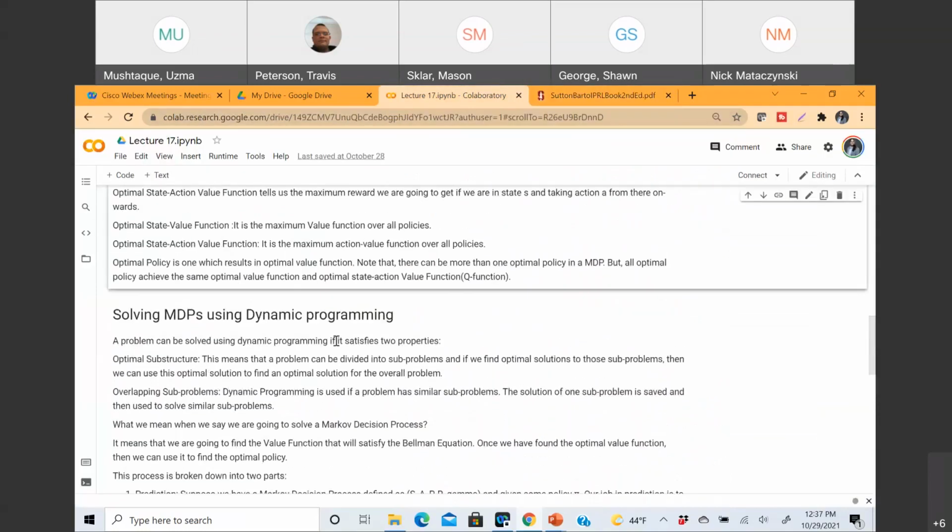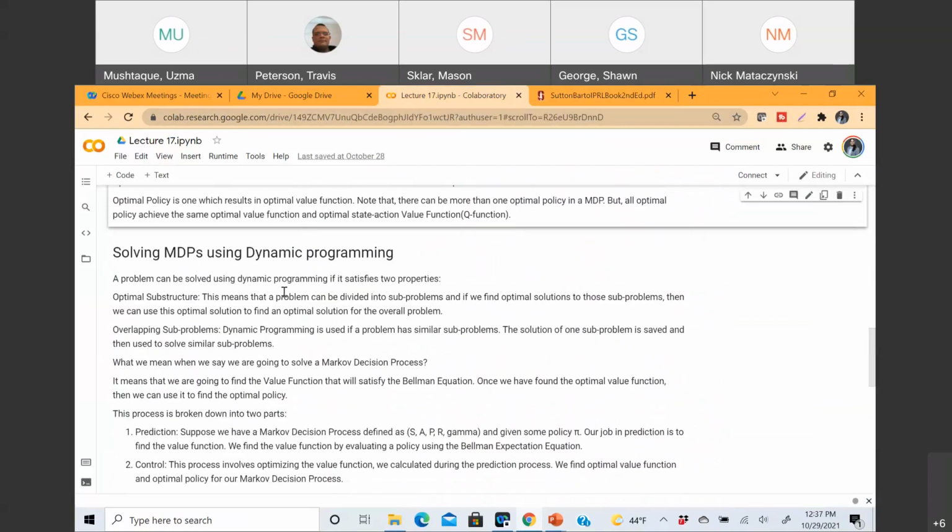Okay, so before we jump into any of the solution approaches, I will quickly go back. This section talks about solving MDPs using dynamic programming. And I'm sure you're familiar with dynamic programming, right? Is everybody familiar with dynamic programming? Yes. Okay. If there's someone who's not, then I can point you to resources that you can look at, but I'm guessing everybody mostly is.